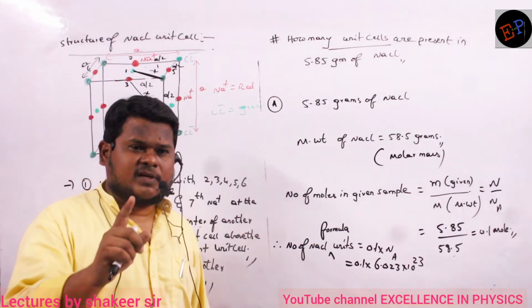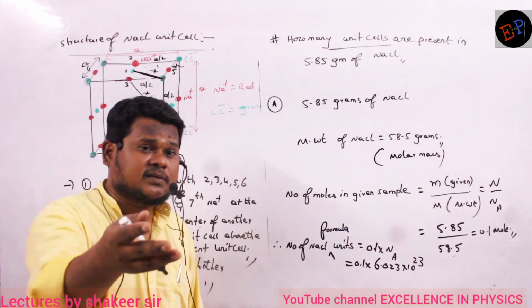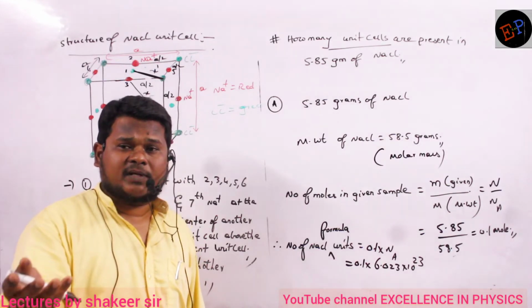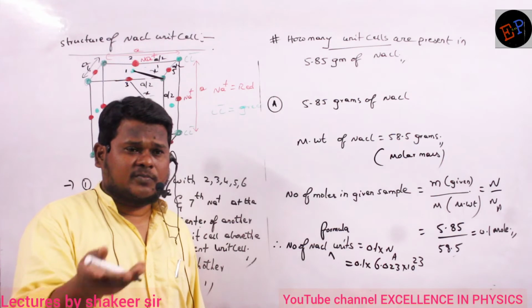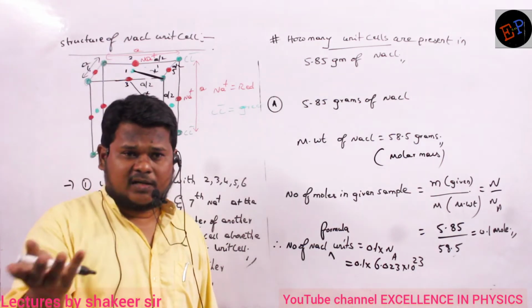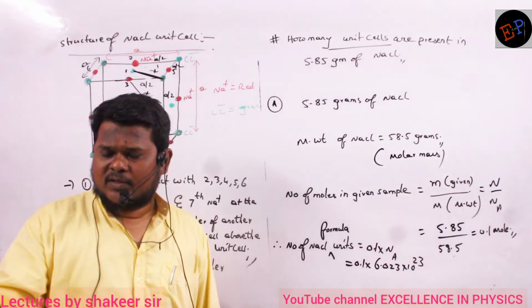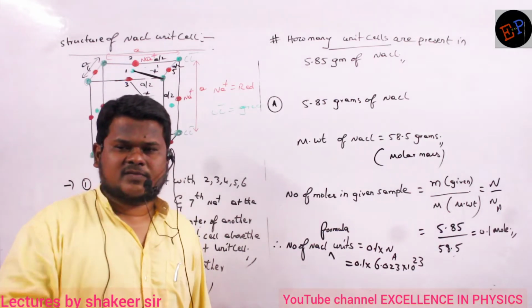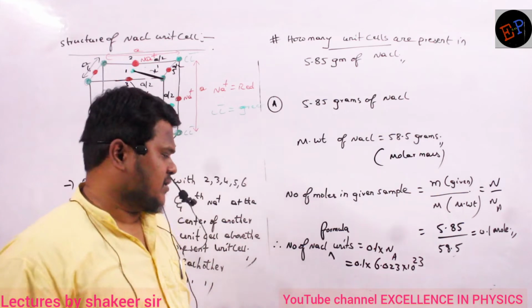In 1 unit cell of NaCl, how many Na plus are present? How many NaCl are present, ma? 4 are present, no? By mass, how many NaCl are present? 4. Already we have calculated, no? 4 Na plus, 4 Cl minus. So totally 4 NaCl formula units are present in 1 unit cell.